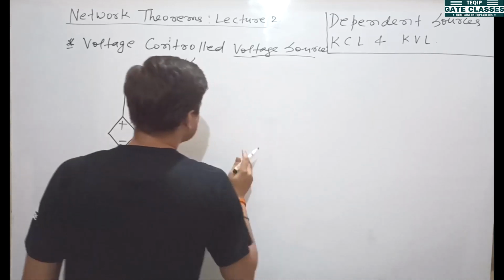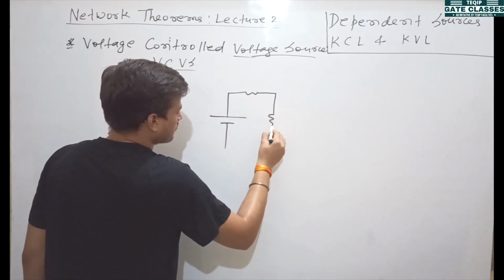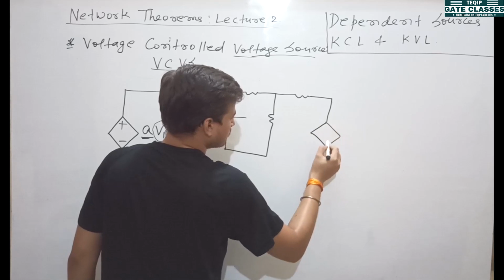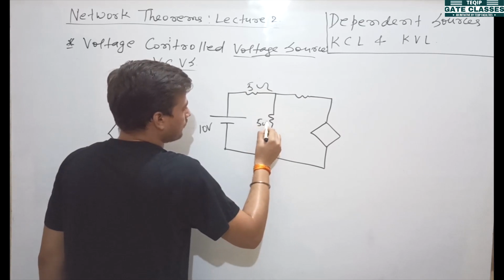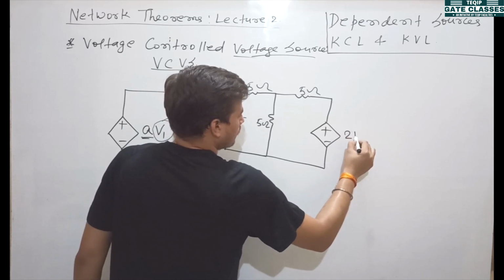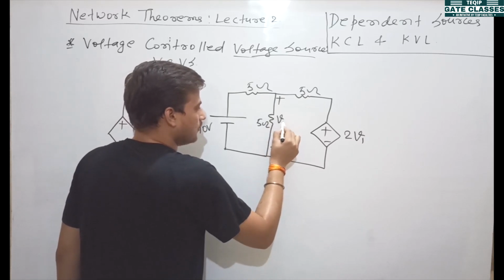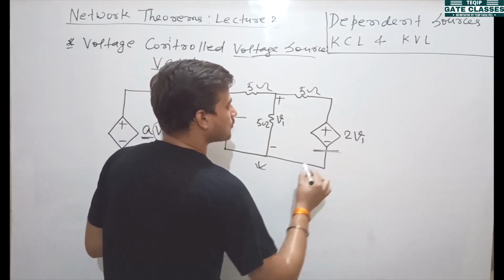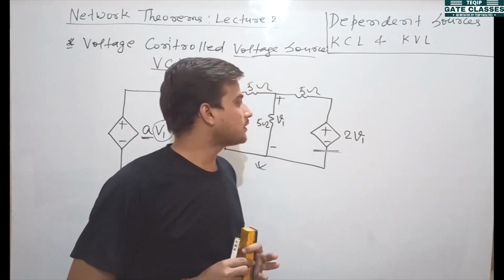For example, let us see. You have this type of circuit: 10 volt, 5 ohm, 5 ohm, 5 ohm, and a source 2 V1. It is written that V1 is the voltage across this branch. So this is the example of a voltage controlled voltage source.